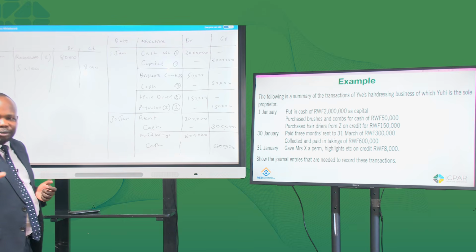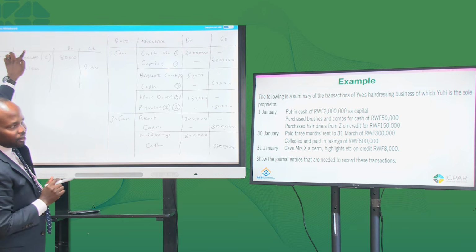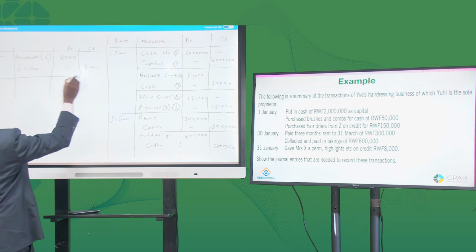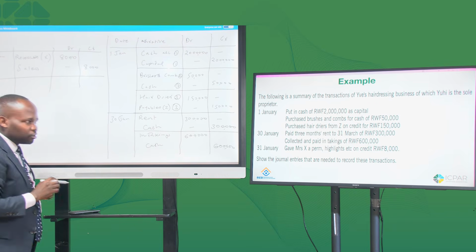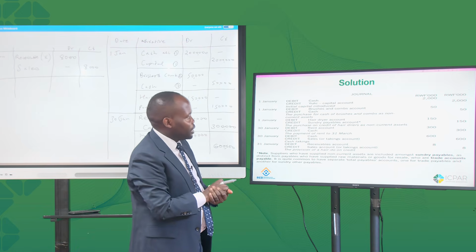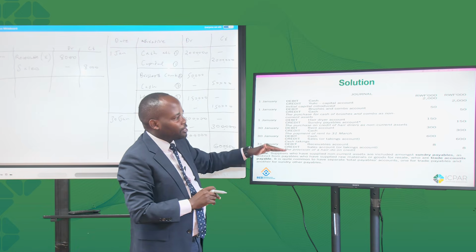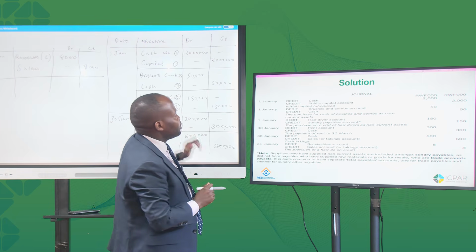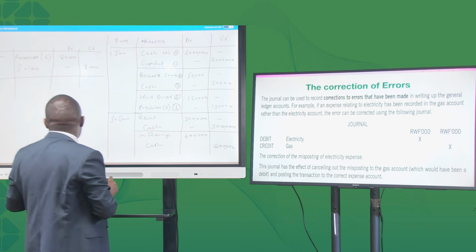If you paid me, I'd debit cash. But you have not paid me. So what do I debit? I debit receivables. And you must give the narration: being sales on credit. So all those double entries have been posted there. The next slide is the same example that we have solved.